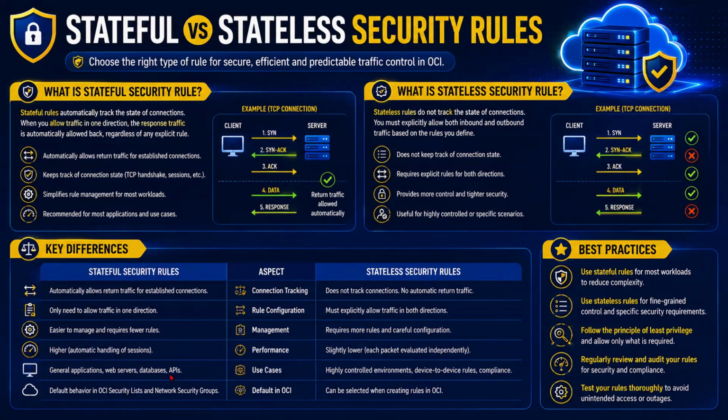And these are the use cases in which you will be using the stateful and the stateless rules. So, default behavior. This is the default behavior in OCI security list and network security group, which is the stateful security rules. But if you want, you can still go with the stateless. So this is what stateful and stateless security rules are.